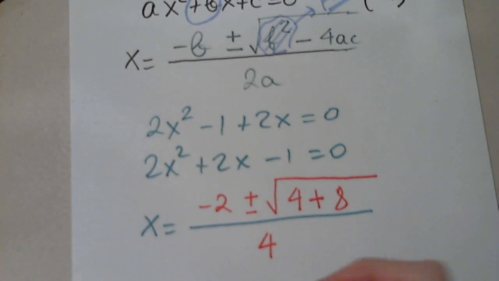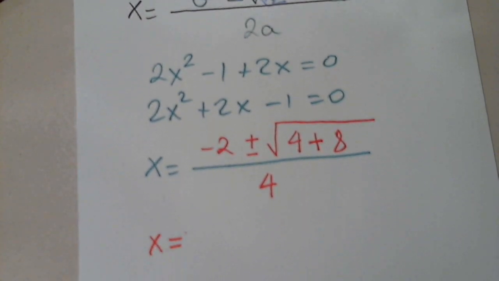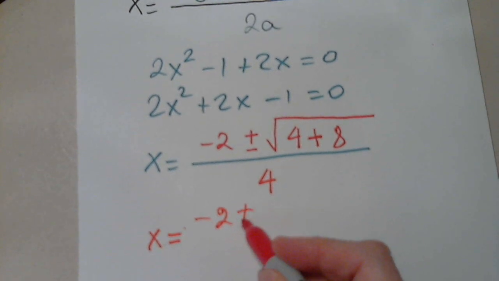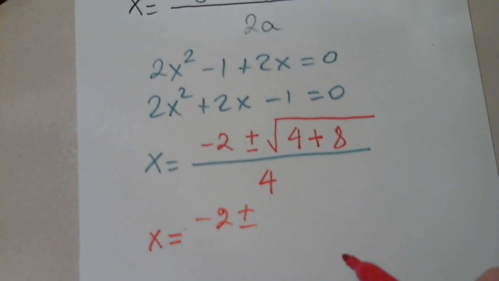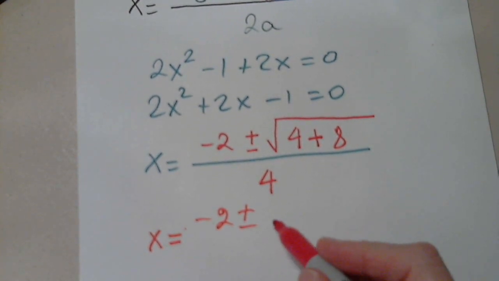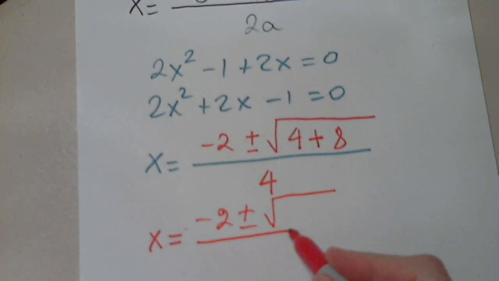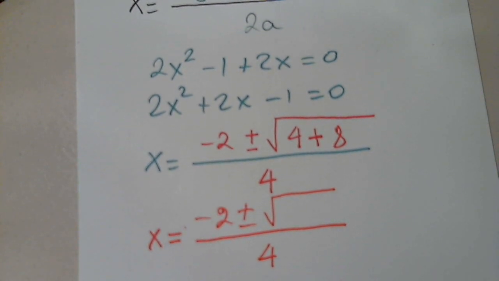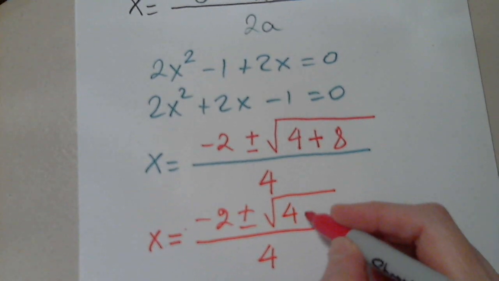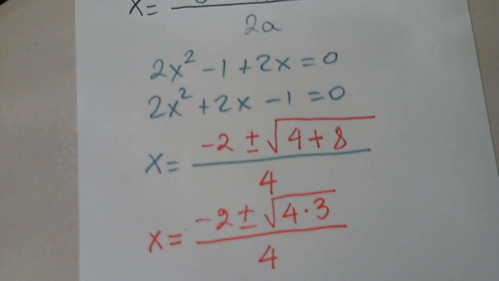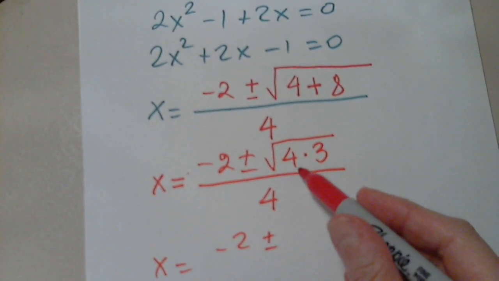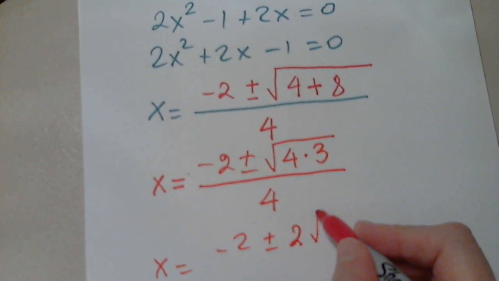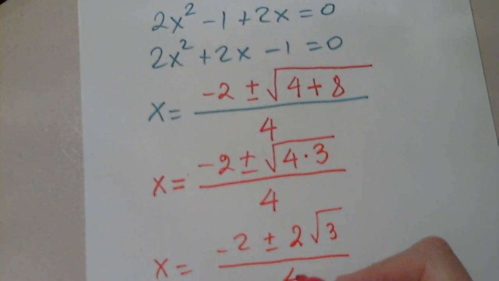And 4 plus 8 is? Well, yeah, sorry. Okay, so then the square root of 12 will be rewritten how? 4 and square root of 3. Very good. Excellent. So then finally we will write x equals negative 2 plus or minus the square root of 4. I know you're going to say 2. The square root of 3 divided by 4.